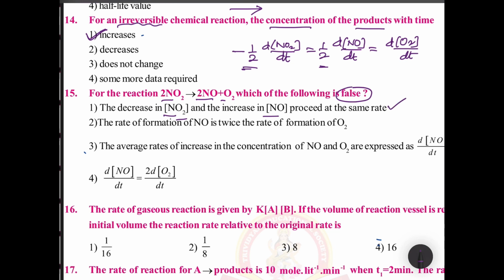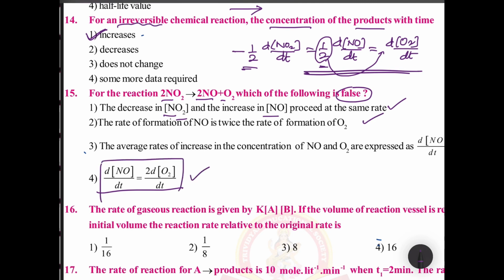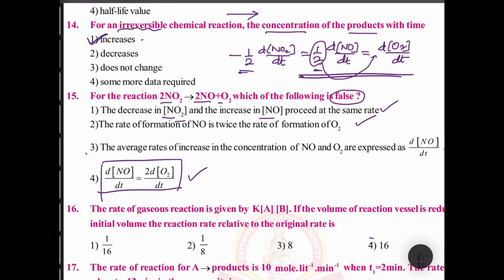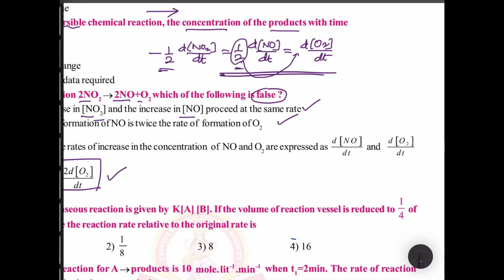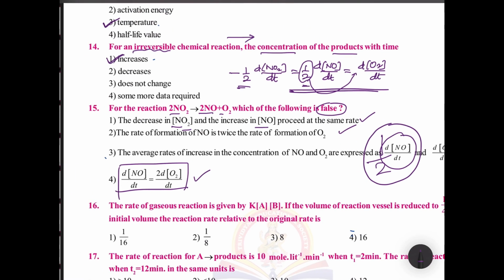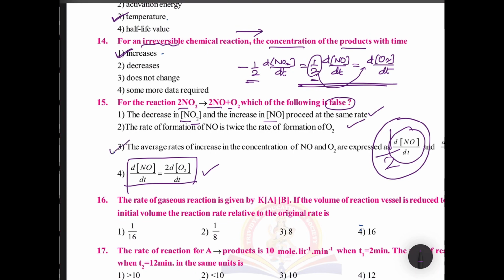The rate of formation of NO is twice the rate of formation of O2. You see, if you want to bring this 2 here, it will go up, and that is what is mentioned here. So this is right. The average rates of increase in the concentration of NO and O2 are expressed as, for NO it is not right, it must be 1 by 2. So this statement is a wrong statement, a false statement, so this is your answer.